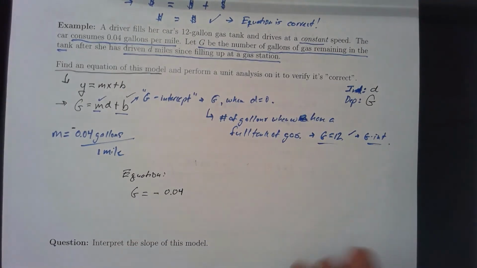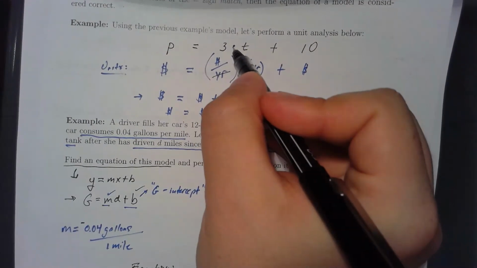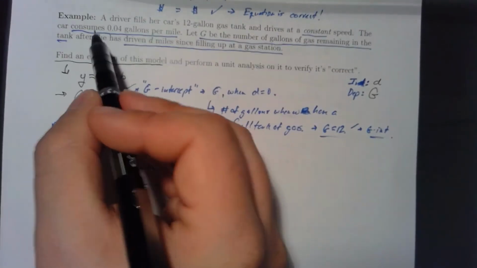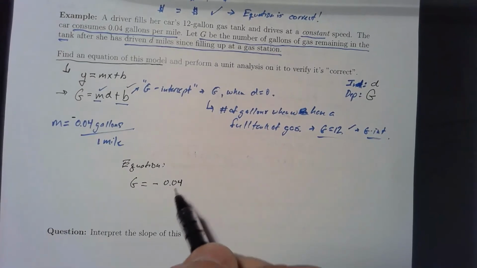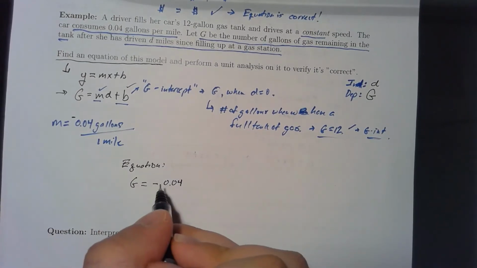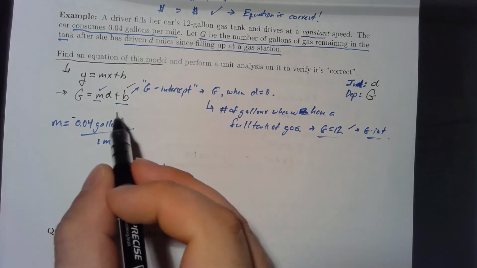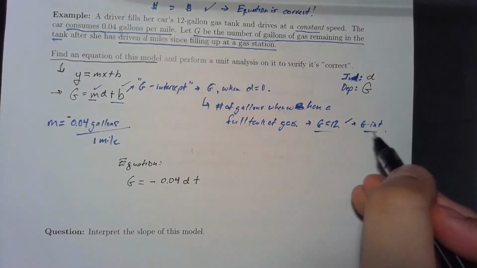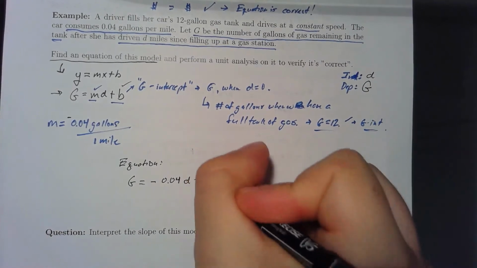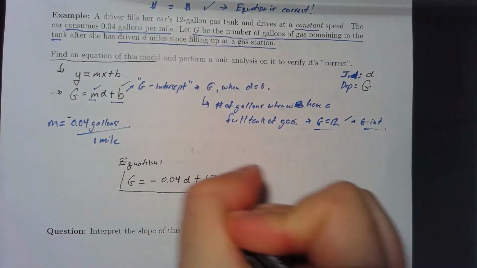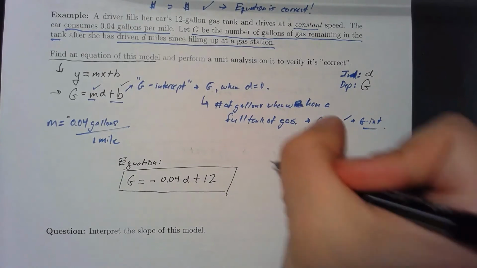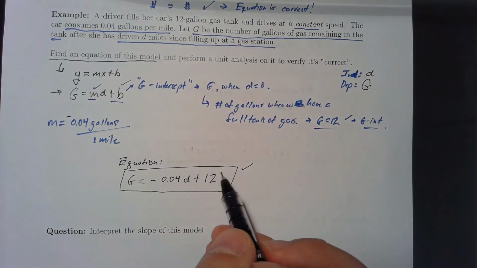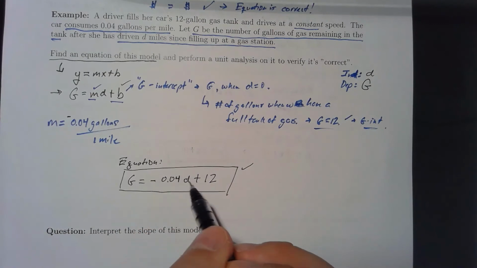In the previous problem, the company's profit was increasing, that's why the slope was positive. Here, the car is using gas, which means it's negative. So my equation is G equals negative 0.04 D plus 12. That's my model.